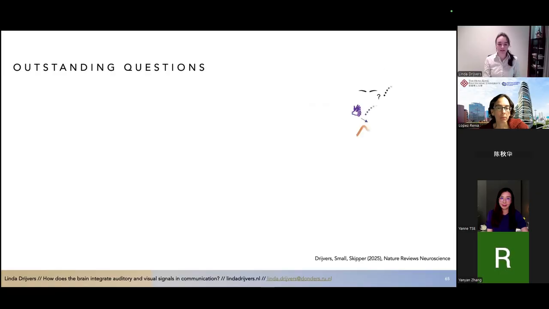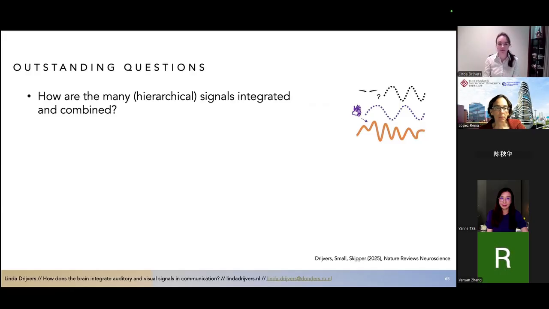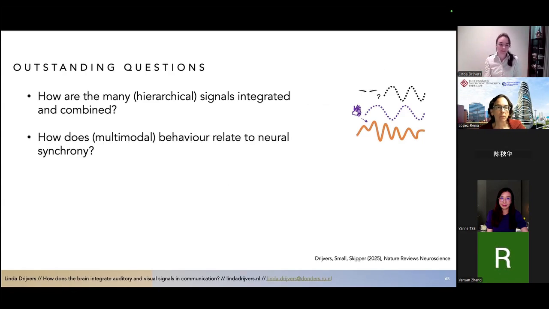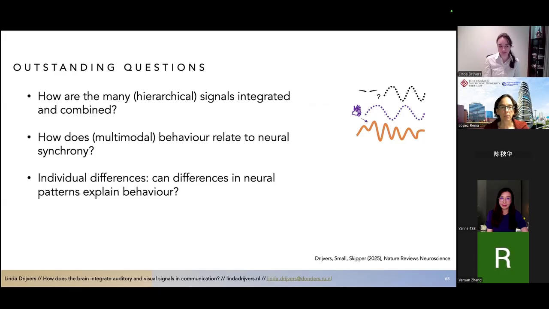Now, the outstanding questions that still occur are: how do we put all of these different signals together? So how do we integrate these different signals that have different temporal profiles and occur at different moments in time? And how do oscillatory brain rhythms handle this? How does multimodal behavior relate to neural synchrony, both within a brain but also between brains? Individual differences: can differences in neural patterns also explain behavior? And how is natural language organized in the brain?